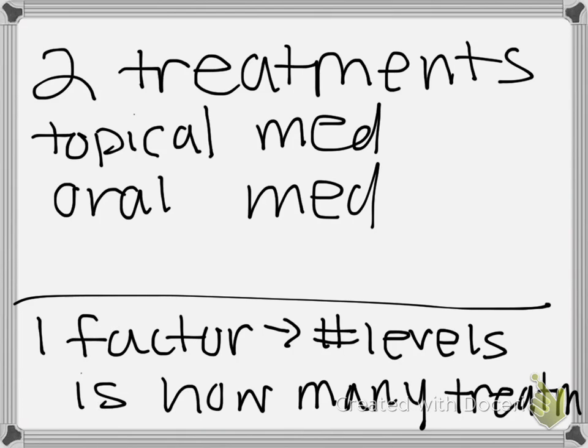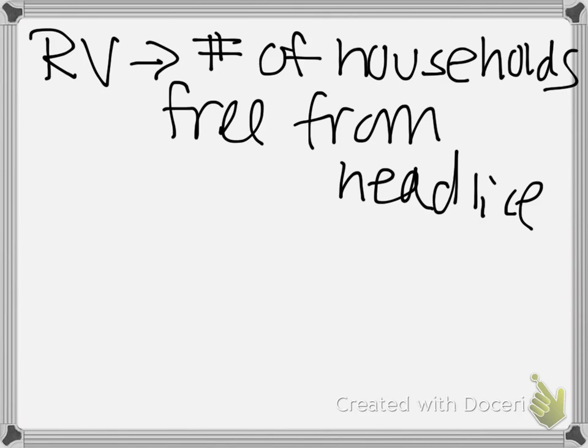The treatments then would be whatever those levels are, the topical and the oral. Okay, and then just remember, when there's 1 factor only, the number of levels is how many treatments there will be. This will change for number 13. The response variable, though, of example 12 was the number of households free from head lice. And what I said is then statisticians will look at the percentages for the different med groups and decide which one is more effective.